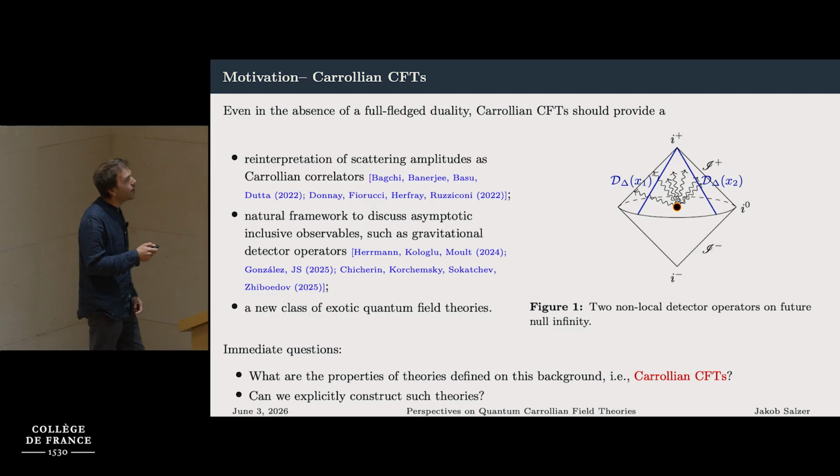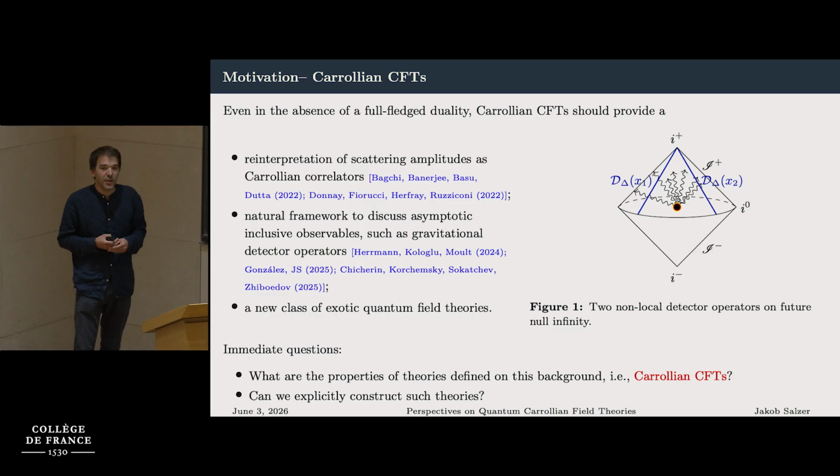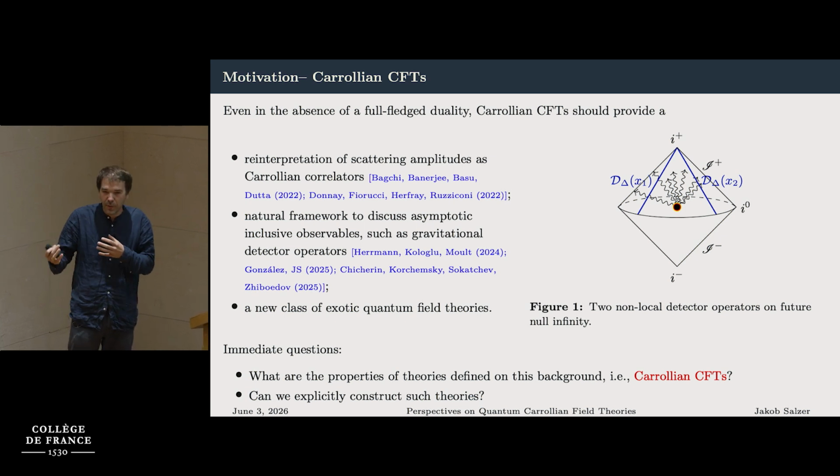Namely, first of all, as we will also see in a moment, they provide a reinterpretation of scattering amplitudes in terms of correlation functions of this putative Carrollian CFT on the boundary. And maybe in this different formulation of scattering amplitudes, we will find some properties of scattering amplitudes which are obscured in the usual momentum basis.